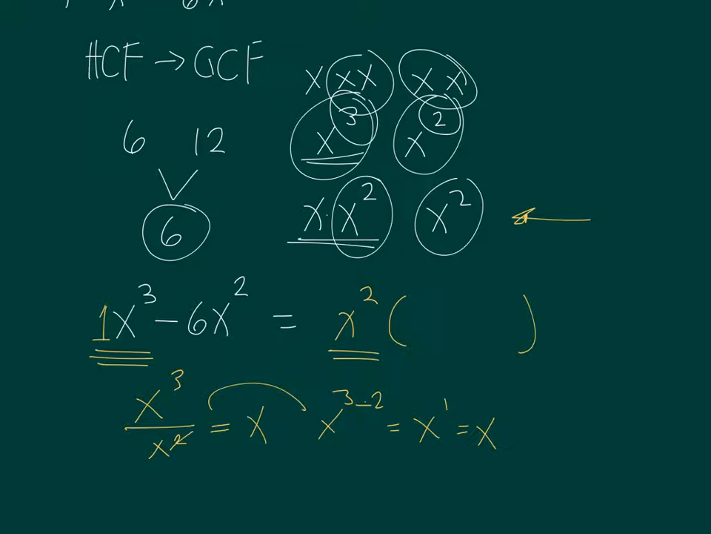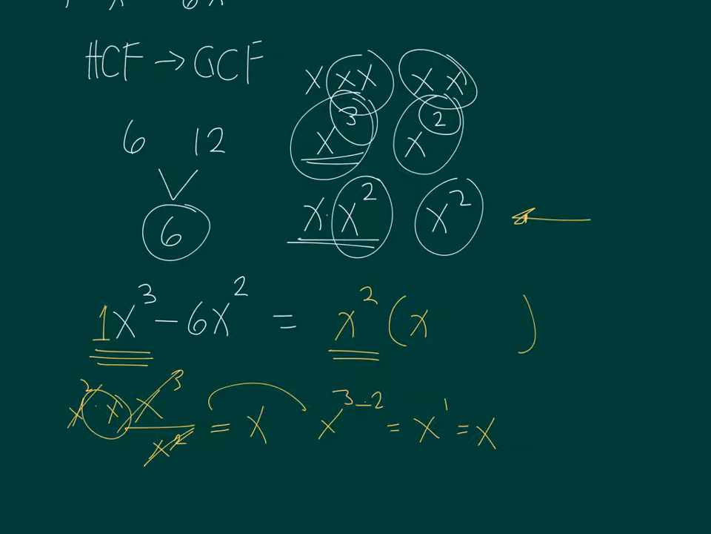Or you can say cancel x squared. x cubed is x squared times x, so that means you cancel x squared and you have x left. Okay? So if I factor out x squared, this will give me x.